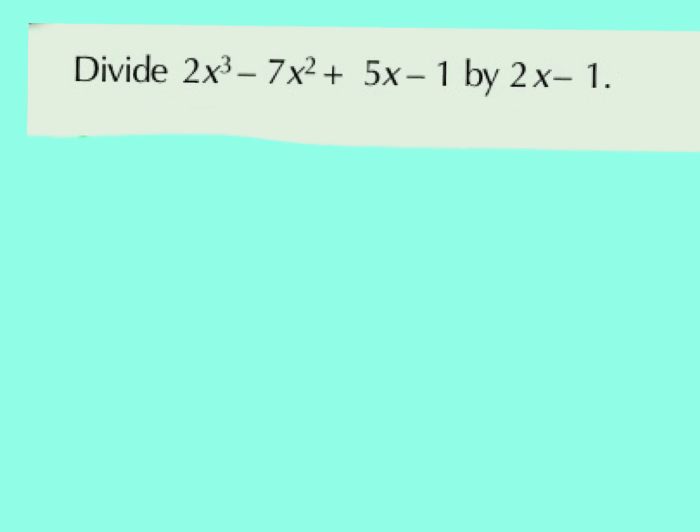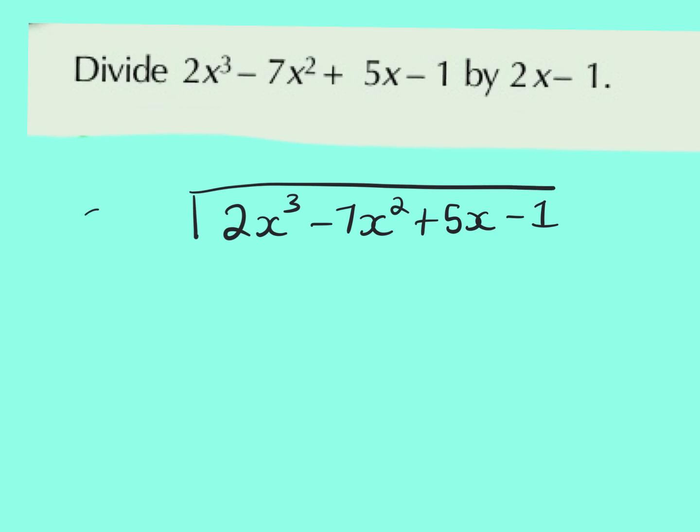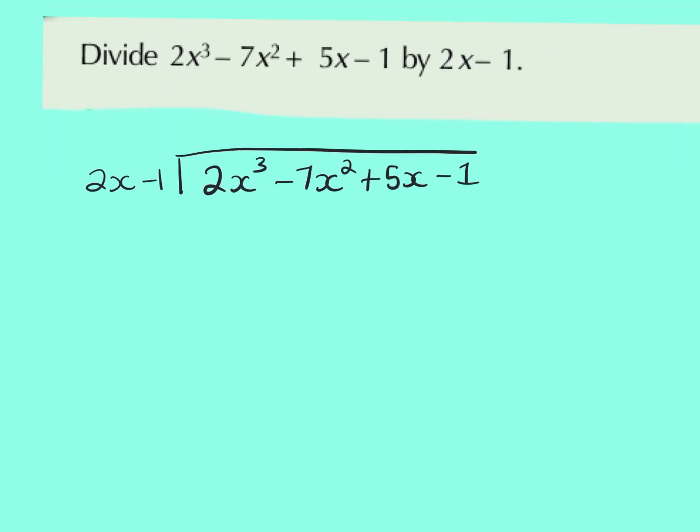Let's try now a cubic function, or cubic expression. So we have 2x cubed minus 7x squared plus 5x minus 1, and that's going to be divided by 2x minus 1. So a little bit different this time, but all we're going to do is repeat the steps.